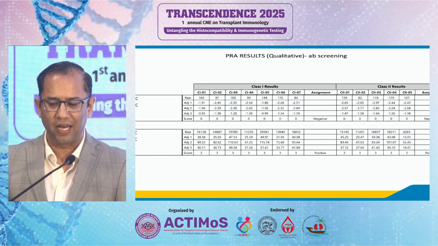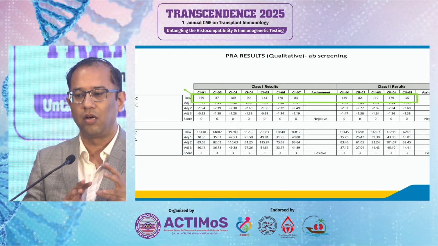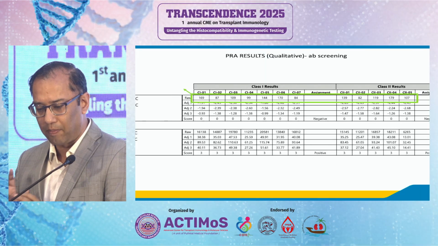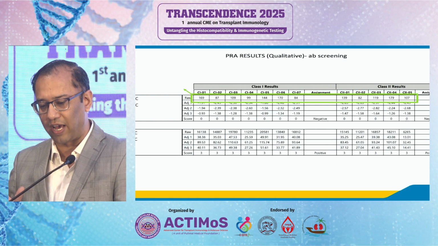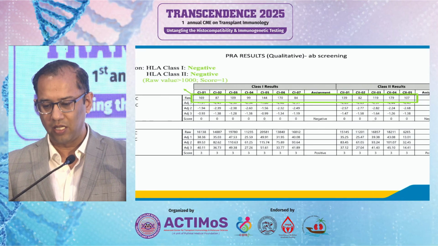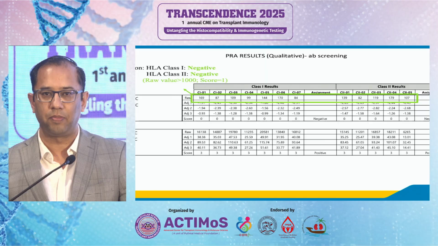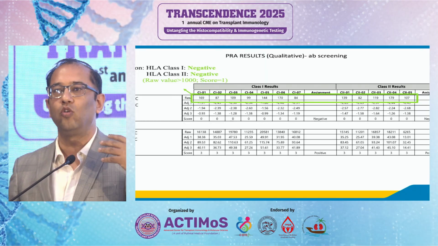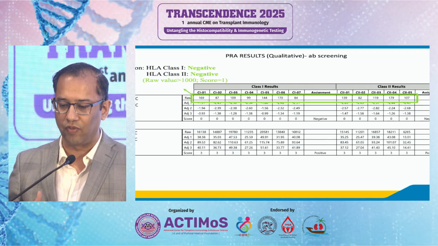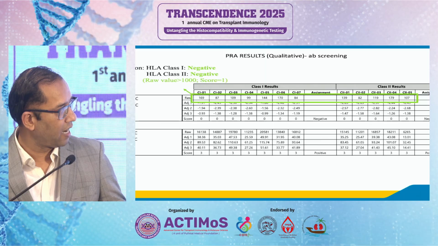So this is how a PRA or a screening result looks. There are 7 beads in class 1, a blend of beads, and in class 2 there are 5 beads. You can see the raw value on the top in the green. That means this is less than 1000. That is the MFI value being depicted. Once you have the MFI values, you can have a cutoff level, and if it is less than 1000, obviously we presume it is negative. So in this case, it is a negative report.